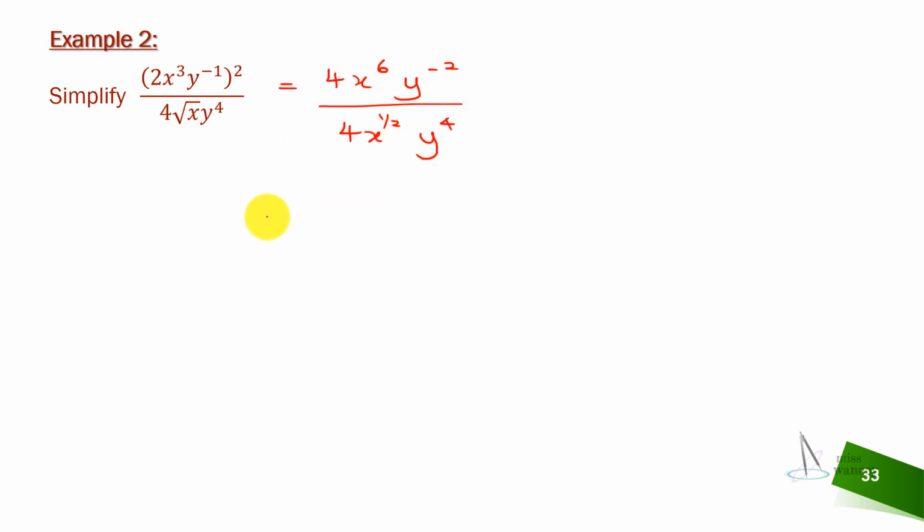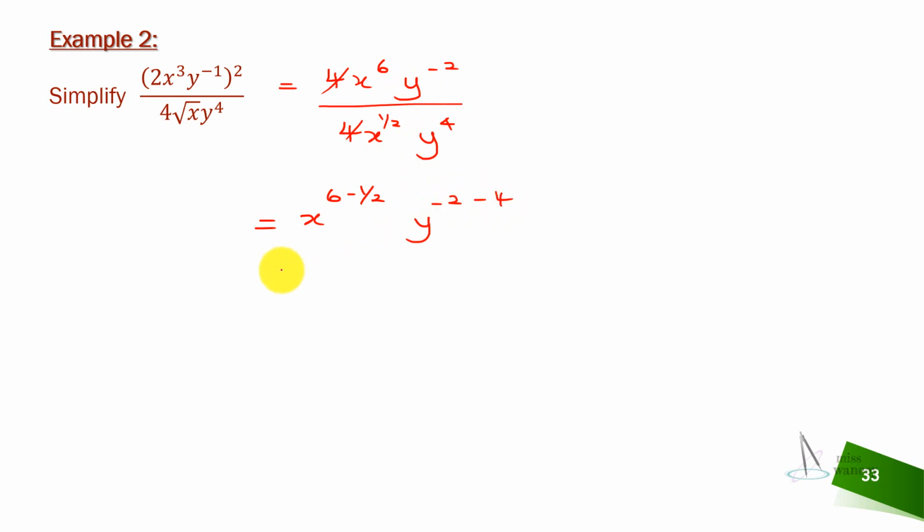Okay, so now let us simplify numbers with numbers. So we got 4 and 4, so numbers and numbers, we can actually cancel them. And then we have x to the power of 6, x to the power of half. So a division between the same base, so we can minus the index. So 6 minus half. And then over here also a division between the same base, so minus the index, so -2, -4.